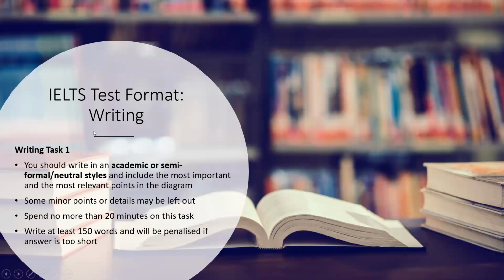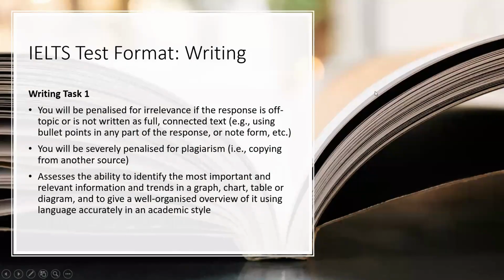All right, now task 1 again, we will be penalized for irrelevance if the response is off topic. If we are writing something that is not related with the chart, the graph or any information that is given in the question, if we are writing anything that is off topic, far from the topic, then we will be penalized. It means our score will be reduced for this.